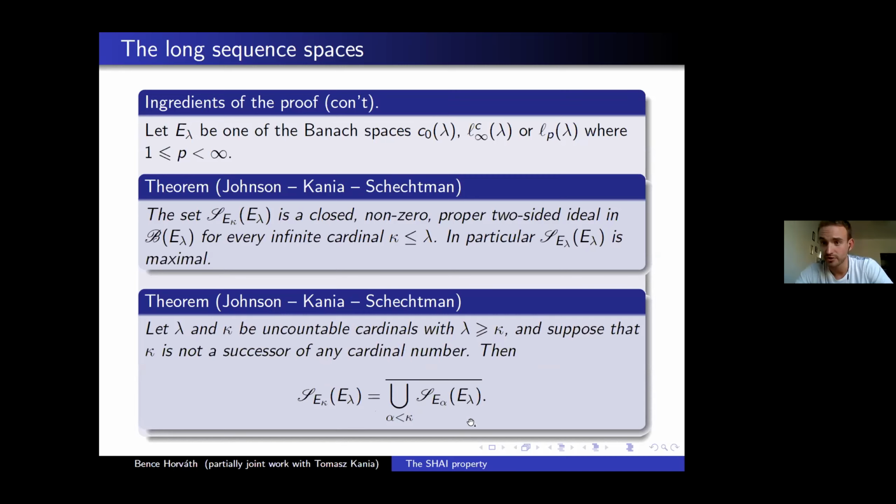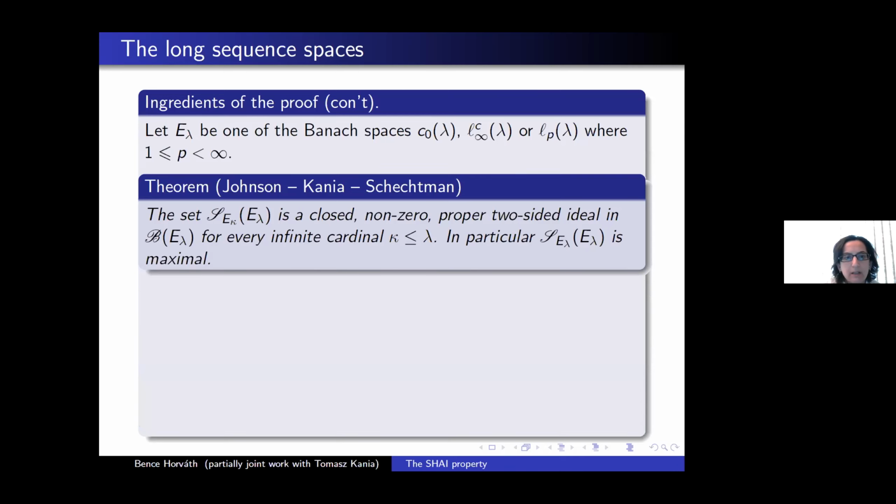Sorry to interrupt. Just wanted to make sure about this notation: I, E kappa, E lambda. What do you denote by that mathematical I? The set I, E kappa, E lambda.